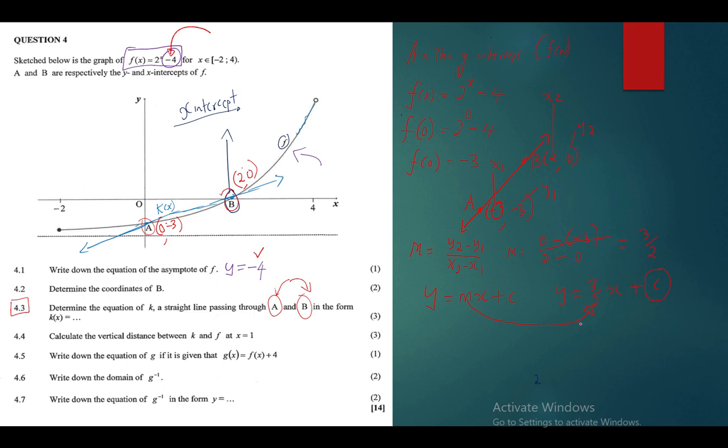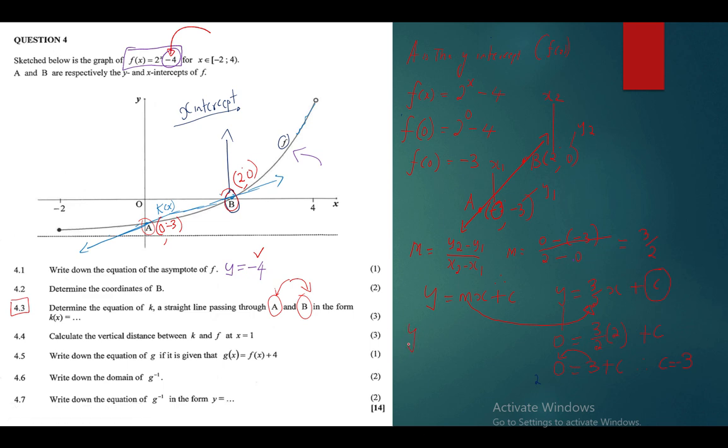Let me use B. At B, you put your y to be 0. 0 equals 3 over 2, your x is 2, plus c. You solve for c. It is going to be 0 equals 3 over 2 times 2, which is 3, 3 plus c. Therefore, c equals negative 3. If you take this 3 to this side, c equals negative 3.